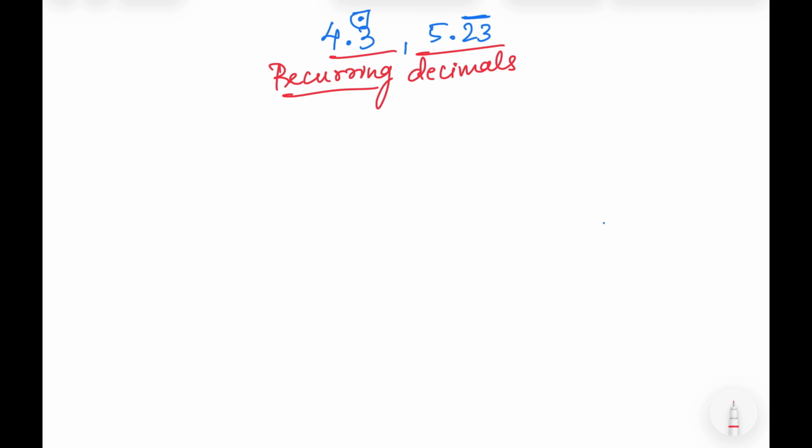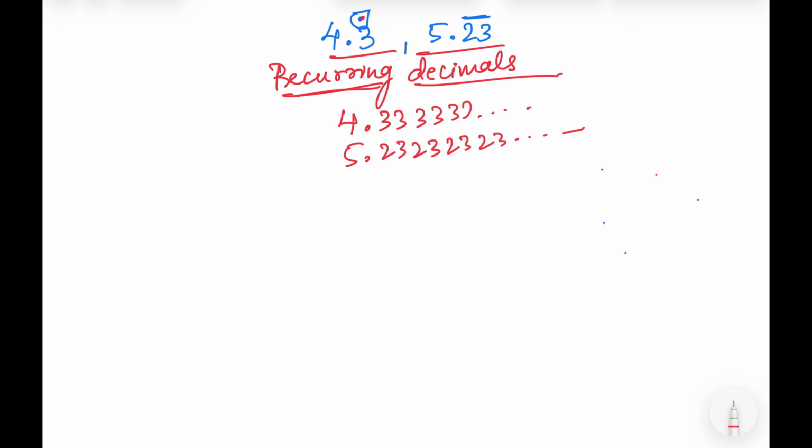Recurring decimals. As the word tells, recurring means it's coming again and again and again. So here there's a dot on 3. That means this decimal is 4.33333 and we don't know till when. And the second one is 5.23232323 and it is going on and on. We don't know where it is ending exactly. So when we do not know where the end of the decimal is, those decimals are recurring decimals.